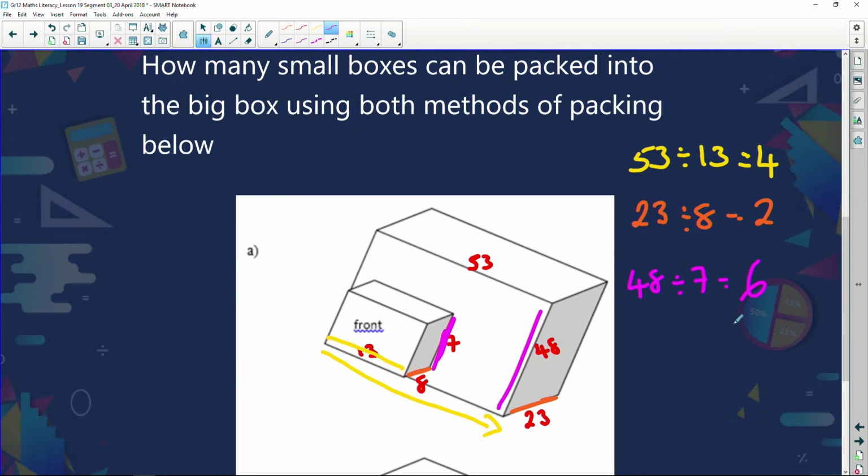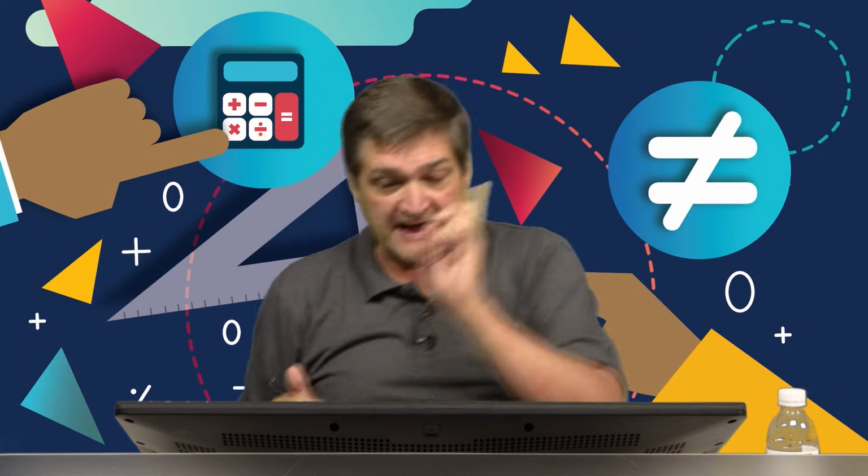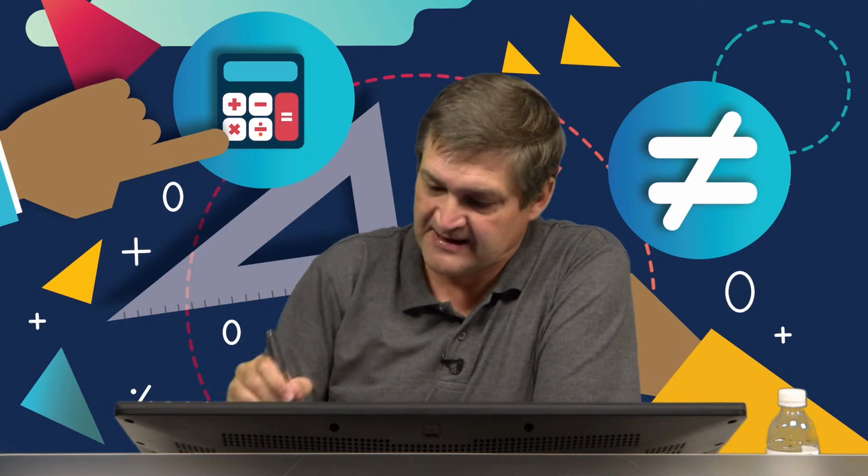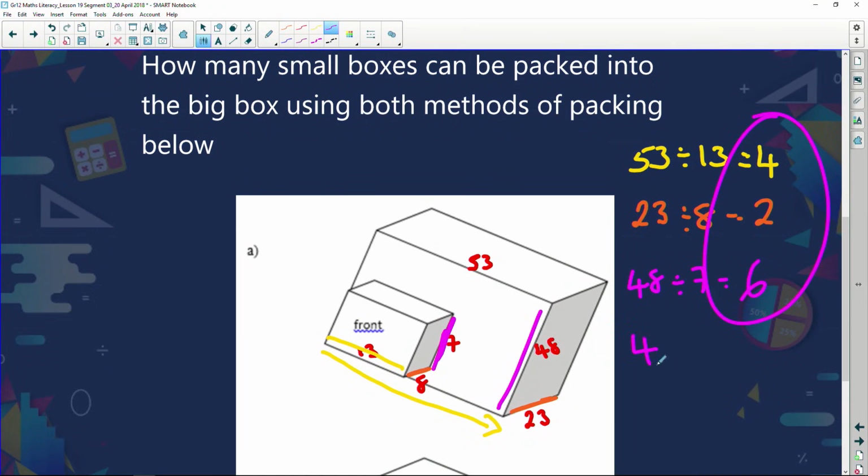So in other words, people, I can fit 4 boxes next to each other, 2 boxes this side of each other, and 6 boxes on top. How do I work out how many boxes? I'm going to take all this, and I'm going to say I got 4 times 2 times 6. 4 2s are 8, 8 6s are 48. I can fit 48 boxes into that box.